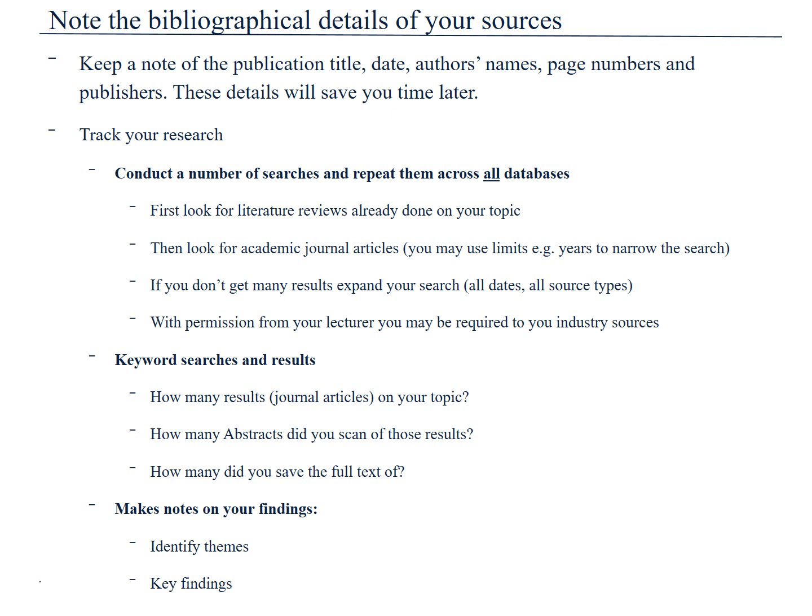The keyword searches and results should be noted down. You should be able to answer how many journal articles are on the topic, how many abstracts you read or scanned, and how many full-text journal articles or reports you saved. Make notes of your findings. Identify key themes and key findings from the literature. What are the problems? What are the issues? What are the strategies that they are recommending? This can all be tracked in the Research Tracker.